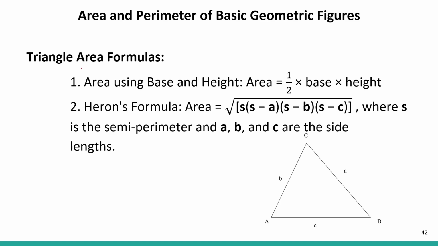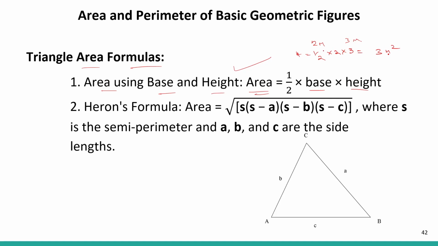Now the triangle area formulas. First, using base and height, area is equal to 1 by 2 into base into height. That is the formula for the area of a triangle. If you are given the base and height, say the base is 2 meters and the height is 3 meters, then its area will be 1 by 2 into 2 into 3, which is 3 square meters.